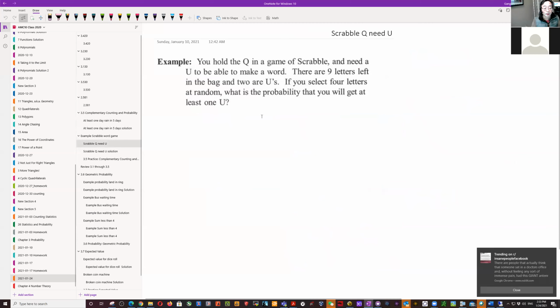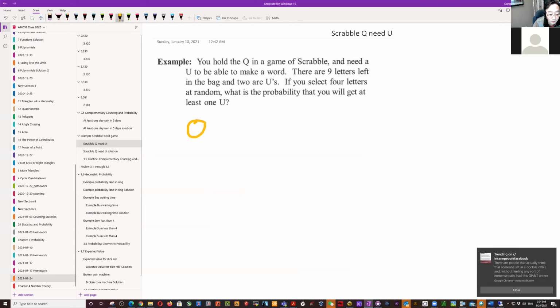You hold the Q in a game of Scrabble and need a U to make a word. There are 6 letters left in the bag and 2 are U's. If you select 4 letters at random, what is the probability that you will get at least 1 U? So basically, you already hold a Q.